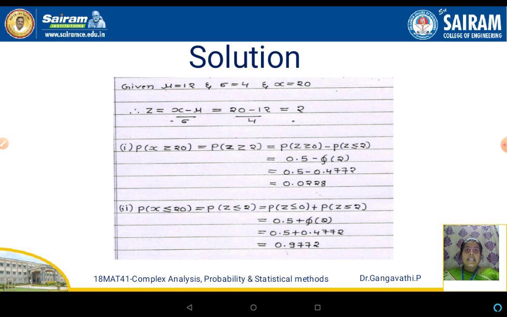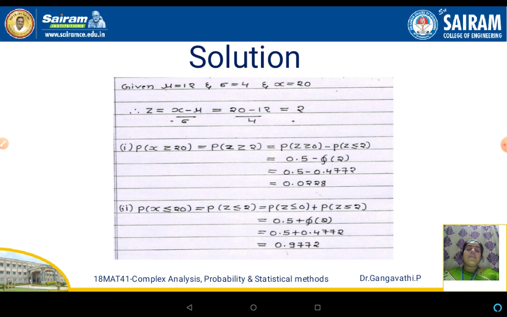And the second case which we were asked to evaluate is P of x less than or equal to 20. So when x is 20, we have evaluated the value of z to be 2. On converting x to z, z is less than or equal to 2. So P of z less than or equal to 0 plus P of z less than or equal to 2.